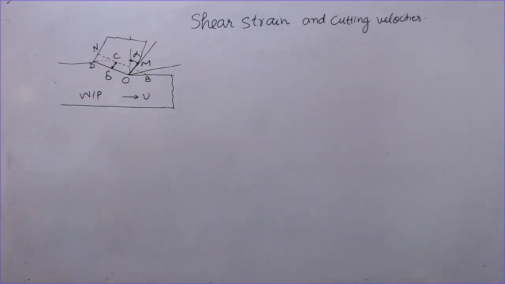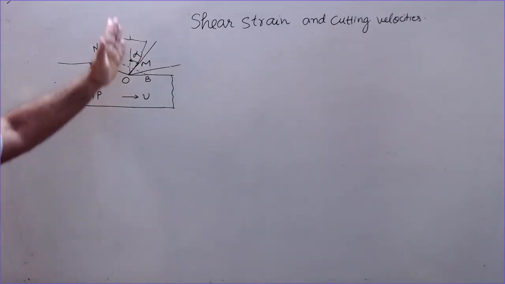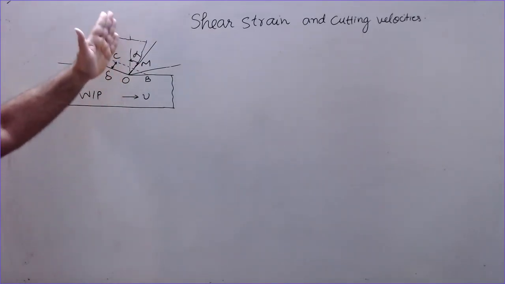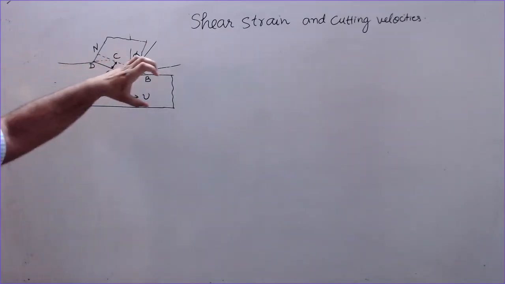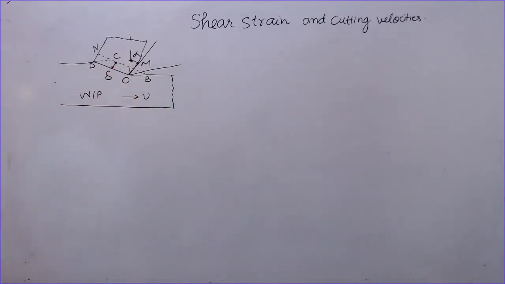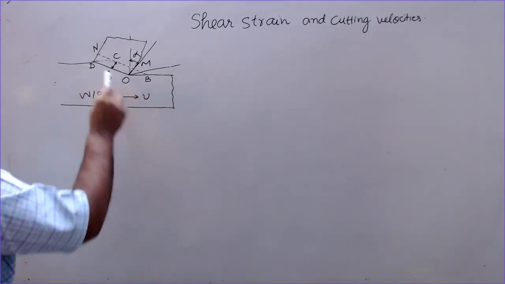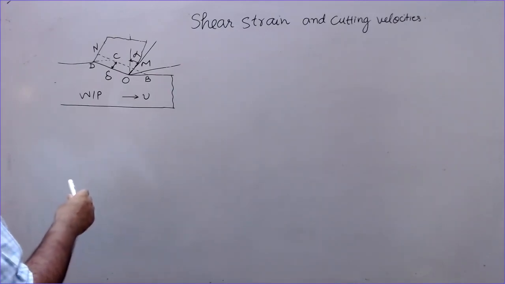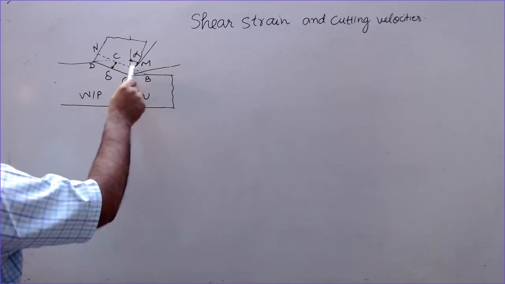Now you can see here, this is the rake surface of the tool. So this is rake angle, this is the vertical line, and this is the relief angle. Workpiece is moving with velocity v or vc, you can write whatever you like, cutting velocity. So here the material, initially it was O, B, C, D. Now as a result of shearing, its new position becomes O, M and D.